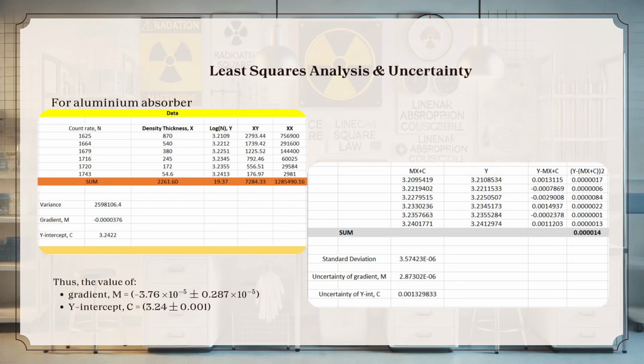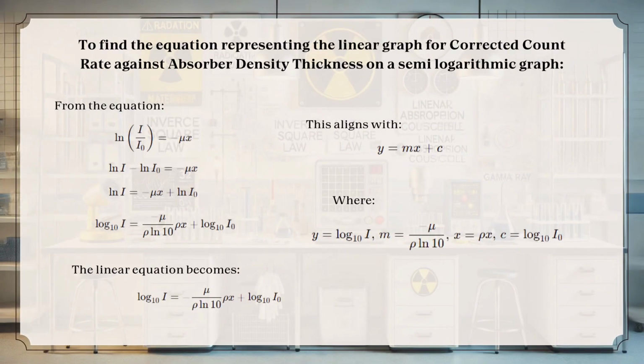The least square analysis and uncertainty for aluminium absorber: the value of gradient m that we obtained is negative 3.76 times 10 to the negative 5, plus minus 0.287 times 10 to the negative 5. For y-intercept c, we obtained 3.24 plus minus 0.001. To find the equation representing the linear graph of corrected count rate against absorber density thickness on a semi-logarithmic graph.